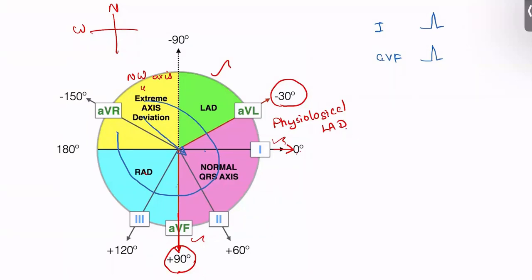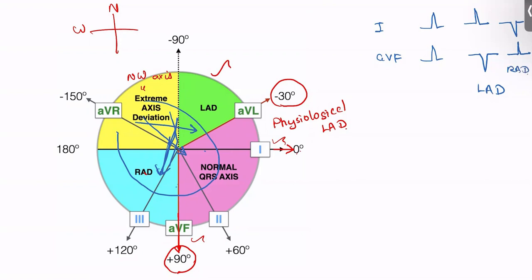It is normal. In case of LAD, the direction is here. So it is towards lead 1, but away from aVF. And for RAD, the direction is like here. So it is towards aVF, but away from lead 1. Away means negative deflection, towards means positive deflection. Towards aVF, so RAD.